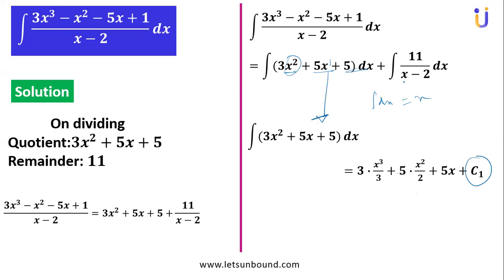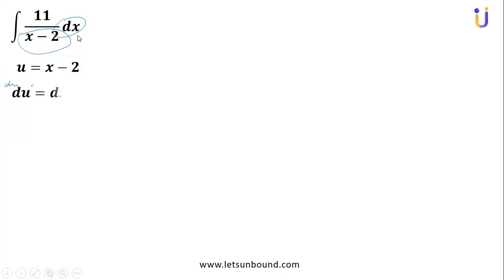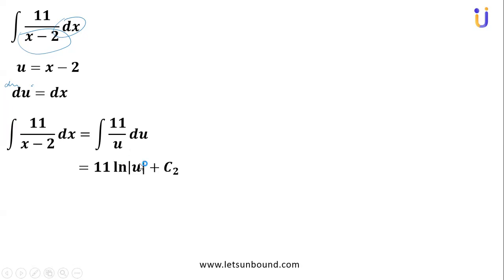I'm just integrating the first part. The second is quite different. I have the variable in the denominator. So for this, we have a rule, the ln rule. So you can again use the u substitution, because if you take u as this, du will be dx. So this is 11 by u du. And 11 you take out, 1 by u du is nothing but ln mod u, right? So there is another constant. And you replace u with x minus 2.